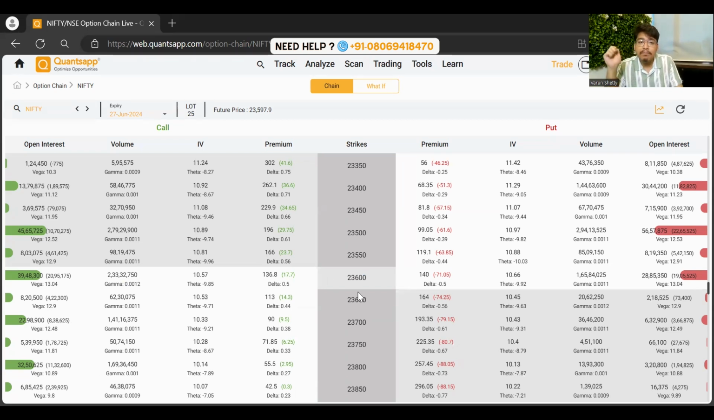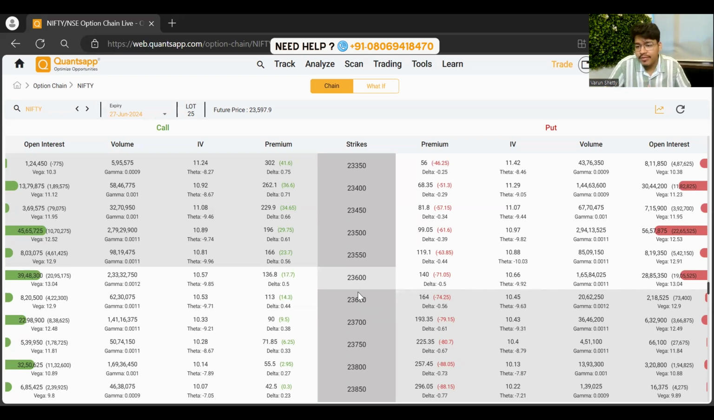So it is the impact on delta with respect to change in underlying. That is the most common idea that people have. So Gamma will show you that. Okay. Now, how to analyze option chain? Coming back to that, how to analyze option chain.